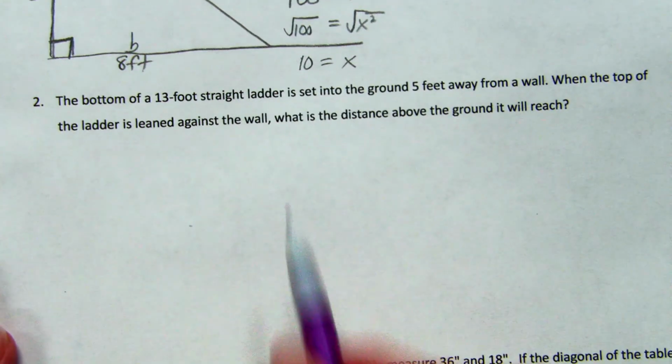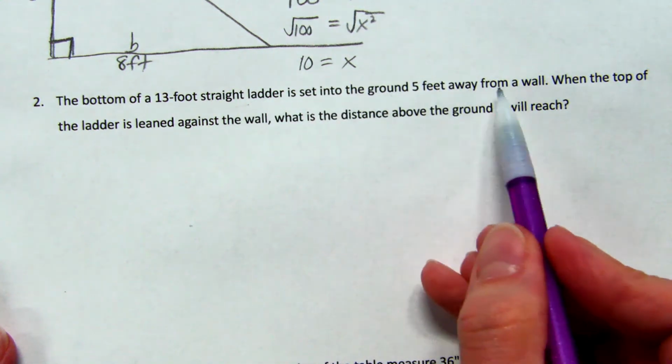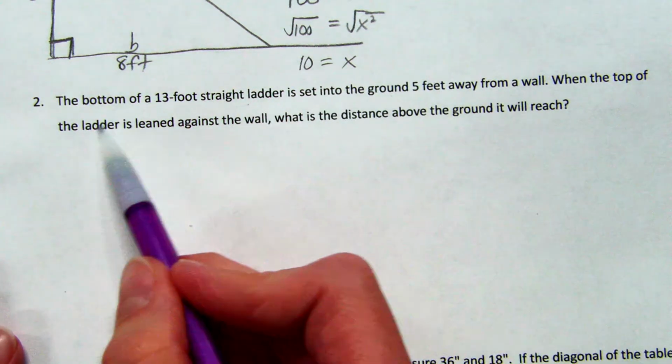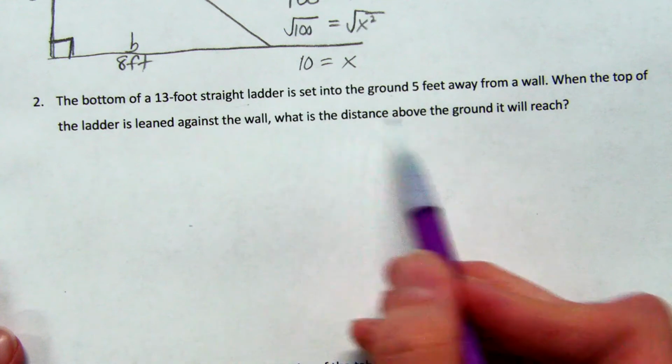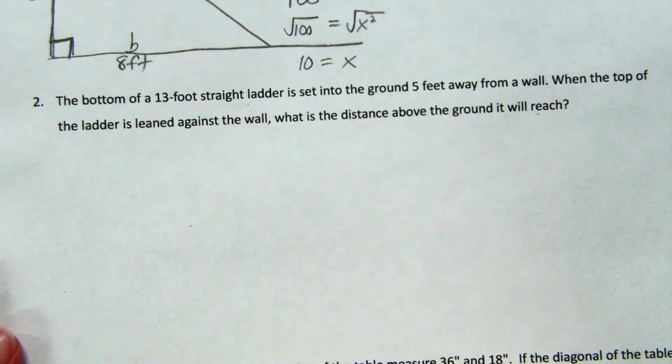The bottom of a 13-foot straight ladder is set into the ground 5 feet away from a wall. When the top of the ladder is leaned against the wall, what is the distance above the ground it will reach? So let's go back through this and read it again and draw our picture.